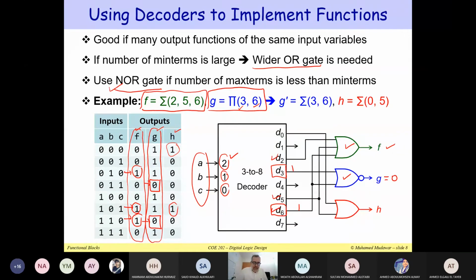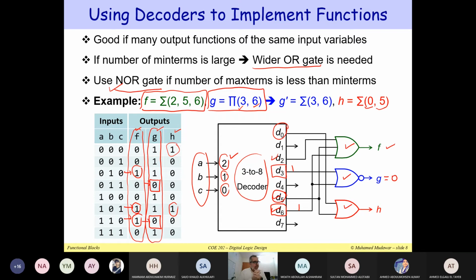Finally, for the function H, that would be very easy because we only have 2 minterms, 0 and 5. We connect D0 and D5 to this 2-input OR gate, and we are done. So we are sharing the 3 to 8 decoder by the 3 outputs. I only need 1 decoder, regardless of the number of outputs. But then I need extra additional gates to output each function.